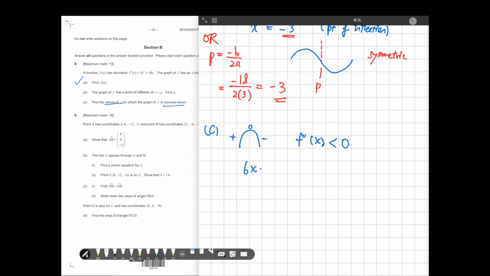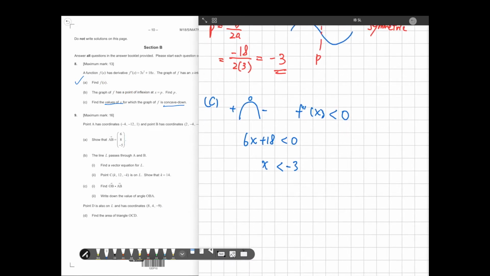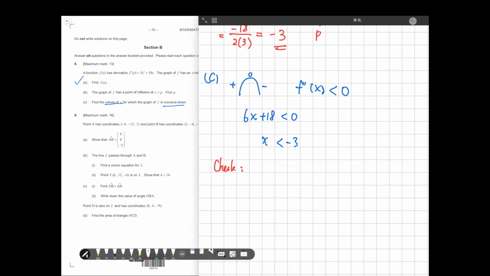It means that 6x plus 18 has to be negative. So we find x has to be smaller than -3, so we have to check it. How can we check it? So we find f double prime at 2 and -2 to see what the value is. Plus 18, that is 6, which is greater than 0.